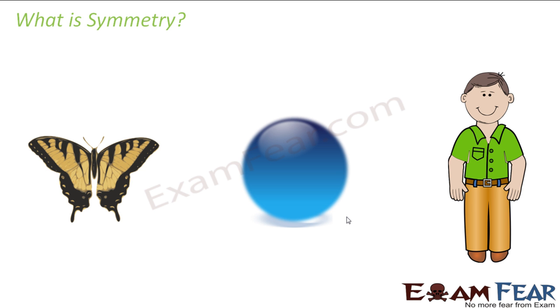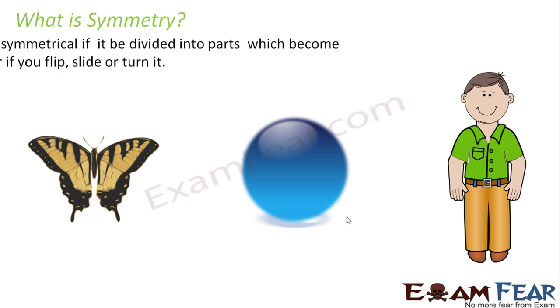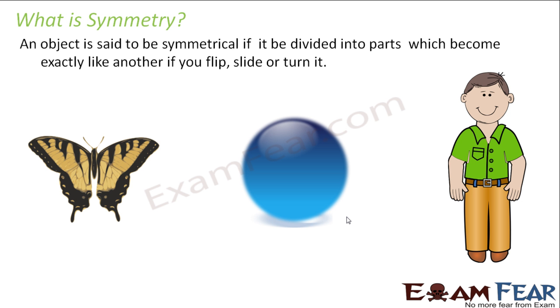You would have studied about symmetry in your mathematics. When do we say that an object has a symmetry in it? Or when do we say that two objects are symmetrical? Well, an object is said to be symmetrical if it can be divided into parts which become exactly like one another if you flip, slide or turn it. So if you are able to divide an object into parts such that each of those parts is exactly identical to the other parts, as it is or on flipping or turning it, then that object is said to have symmetry. For example, we take this example of the ball.